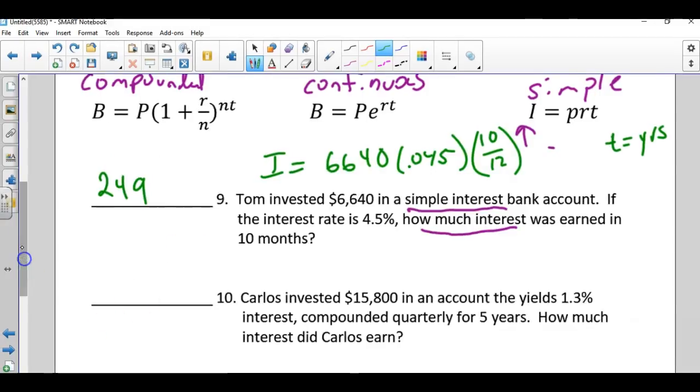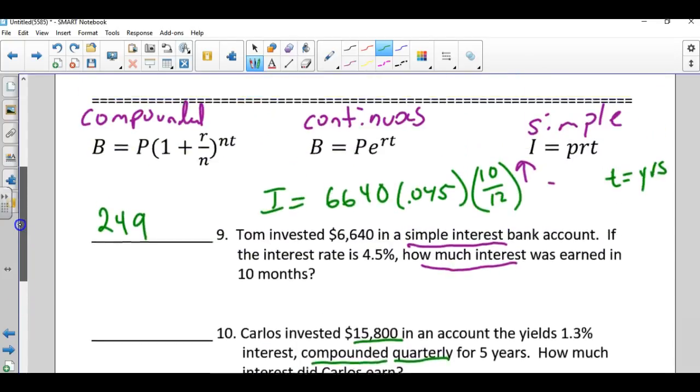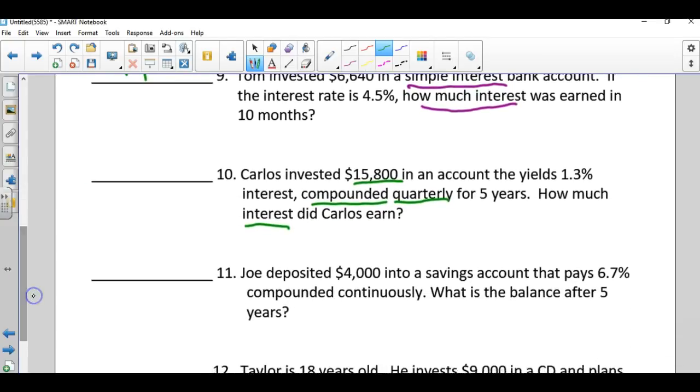All right. So now let's look at this problem right here. Carlos invested $15,800 into an account that yields 1.3% interest compounded quarterly for 5 years. All right, compounded quarterly, guys. Remember, quarterly is 4. All right, how much interest did he earn? So look, remember, compounded. We're going to use this one, but it gives us the balance.